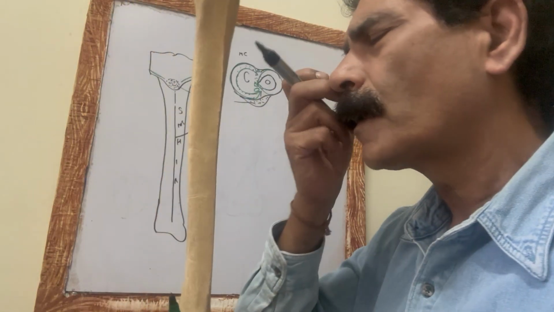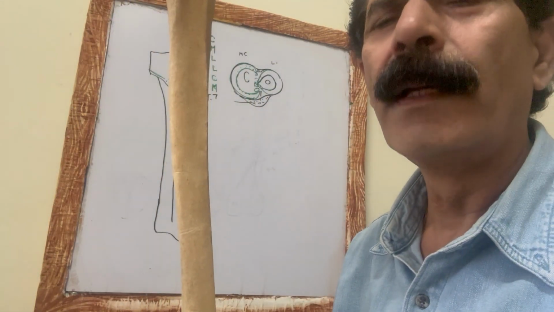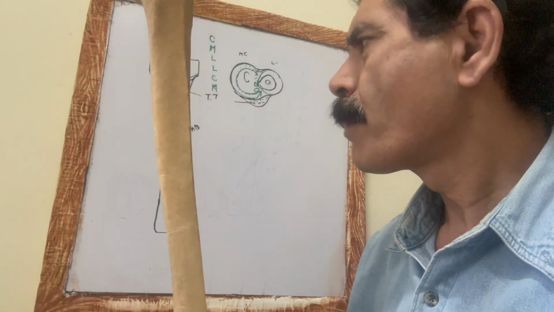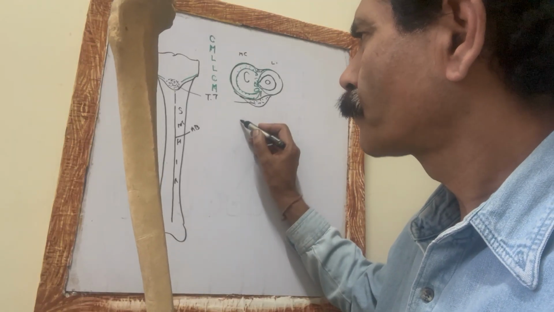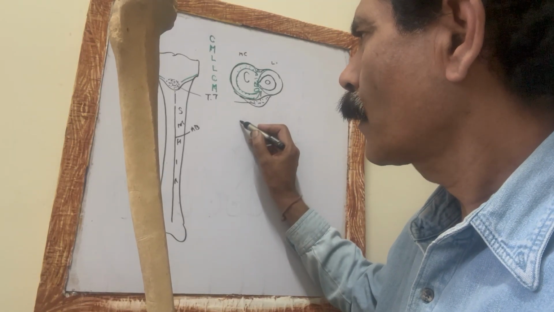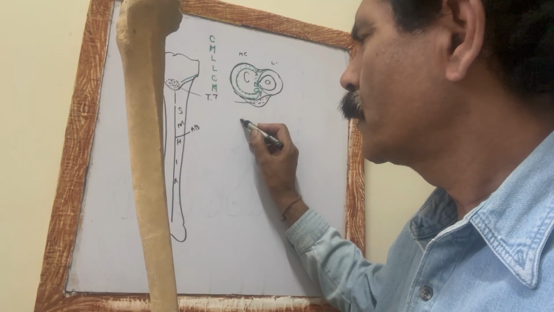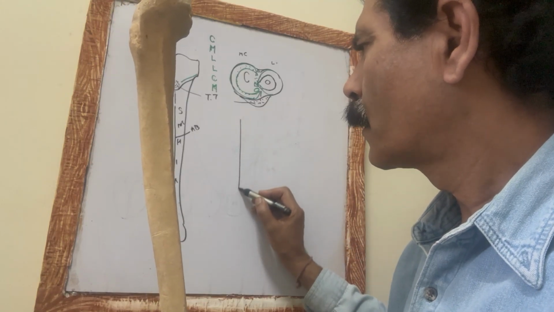Then the lateral surface gives rise to many muscles. And the posterior border, so there is a posterior surface of the tibia.